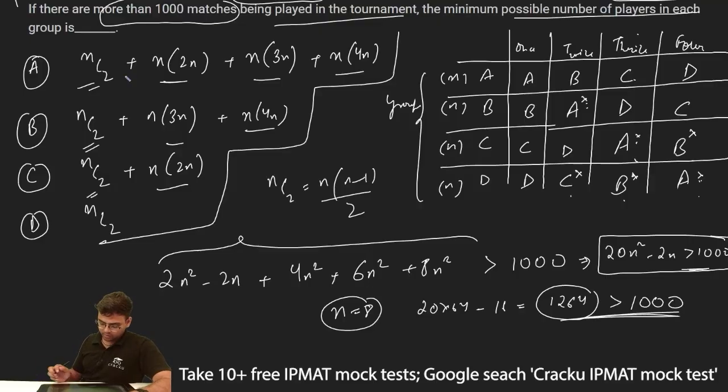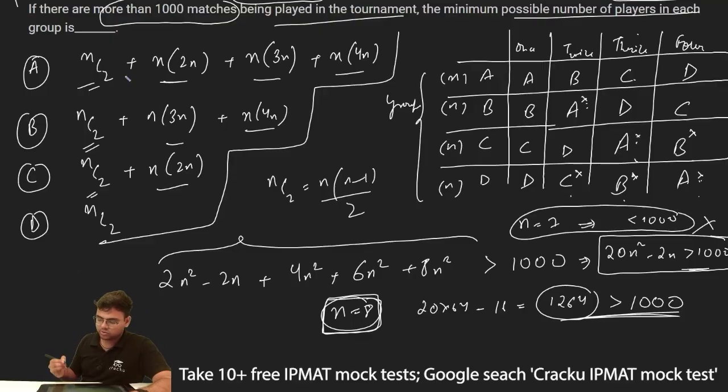1264 and this is greater than 1000. So n will be equal to 8. And this will be the minimum value because we checked for n is equal to 7 and the number of games was coming out as less than 1000. So n cannot be 7.